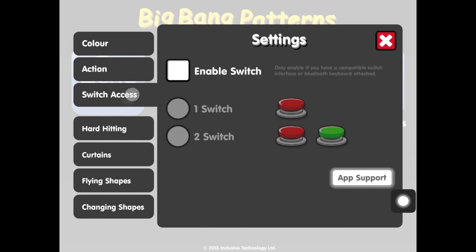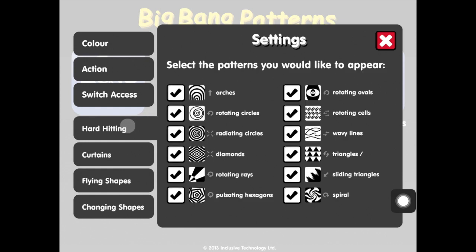Now the switch access. Once you have the switch Bluetooth set up that'll work with you, you right now have one switch that is activated. You're going to make sure to click the enable switch, make sure that's checked, and make sure that the green one switch button is hit. So then you can go down to hard hitting. You can see all of the patterns, and if there are patterns that you find your child doesn't like, go ahead and click off of those. They don't have to view anything that they don't like.